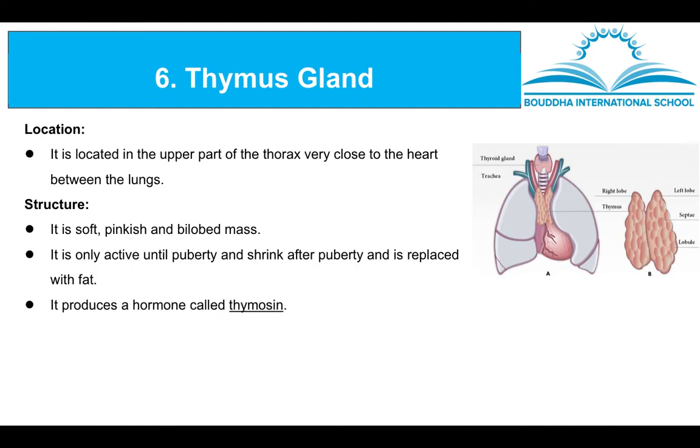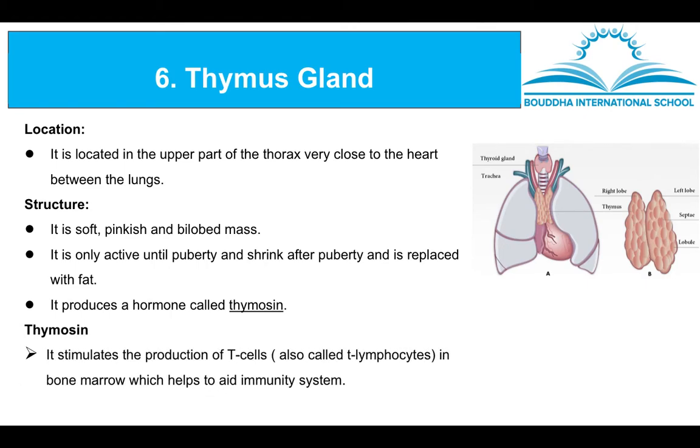and it produces a hormone called thymosin. And thymosin is helping to produce T cells in our body. T cells are also called T lymphocytes, a kind of WBC made in bone marrow, and they help to make our immune system strong.